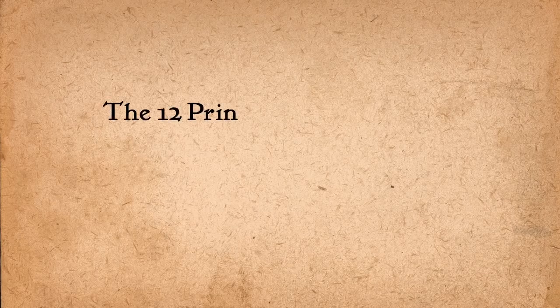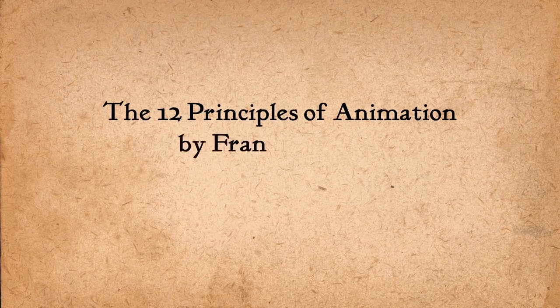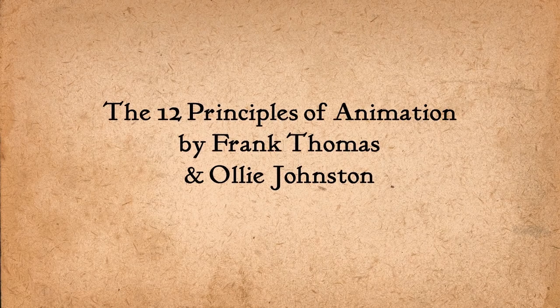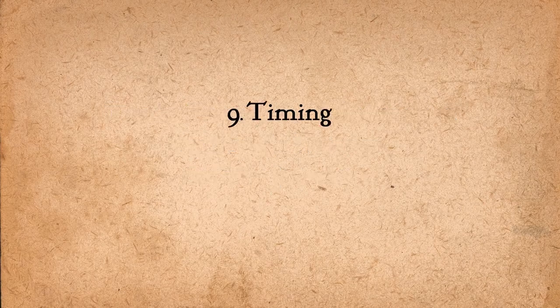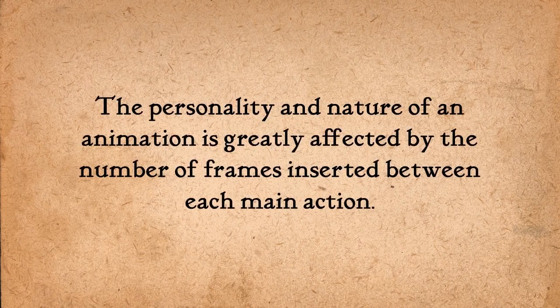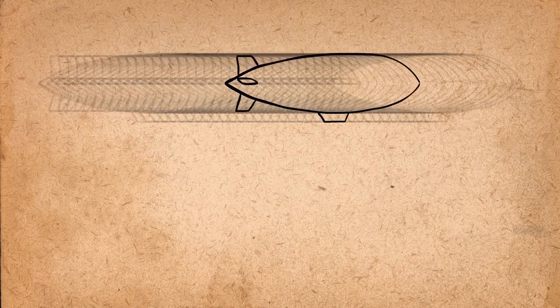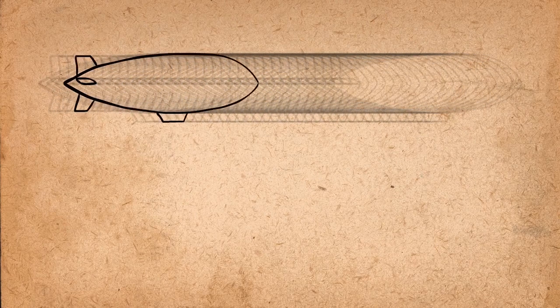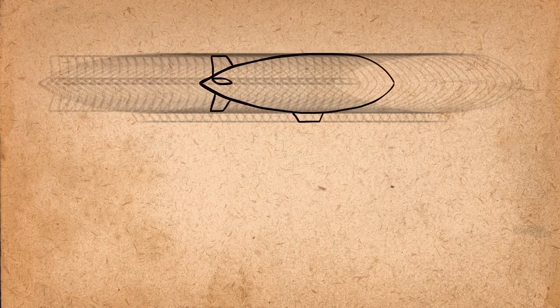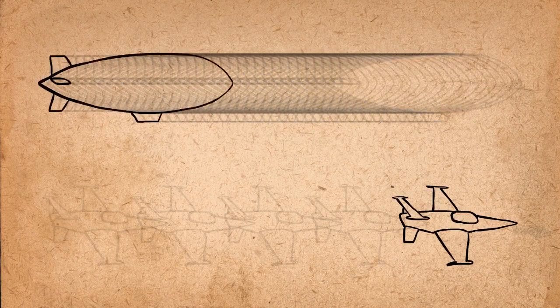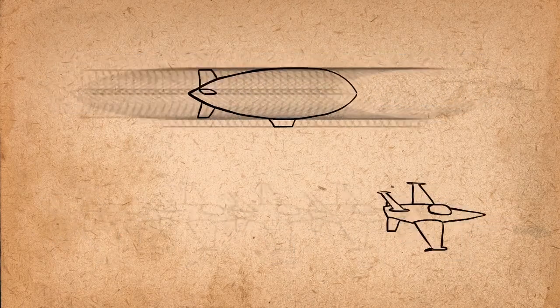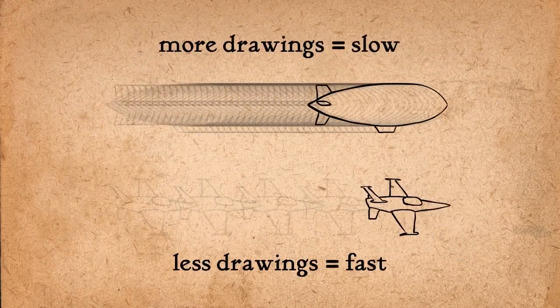This video is based on the 12 principles of animation as described by Frank Thomas and Ollie Johnston. So the next principle is called timing. This principle states that the personality and nature of an animation is greatly affected by the number of frames inserted between each main action. Basically, if you have many drawings that are very close together in between the two main poses, the action will be very slow. If you have very few drawings set far apart from each other, the action will be very fast. Less drawings means fast, more drawings means slow.